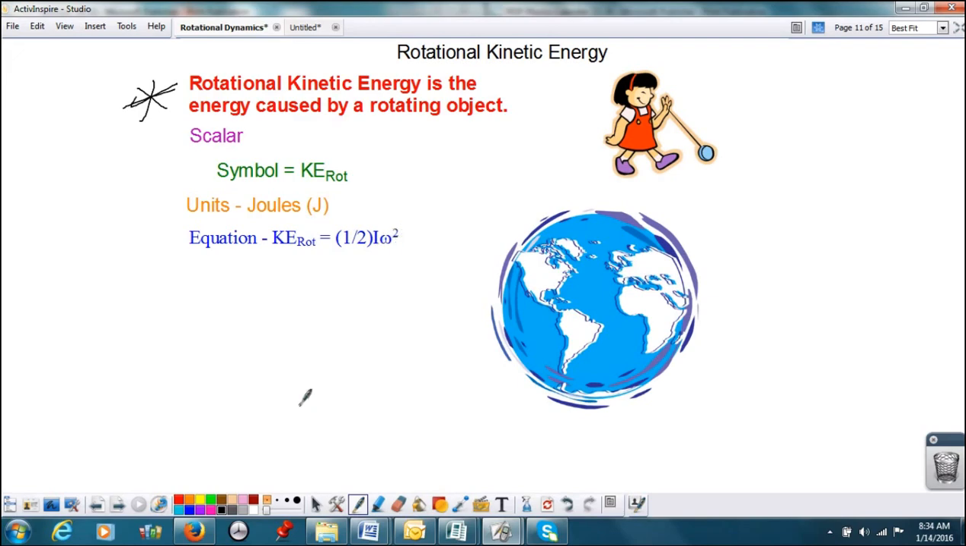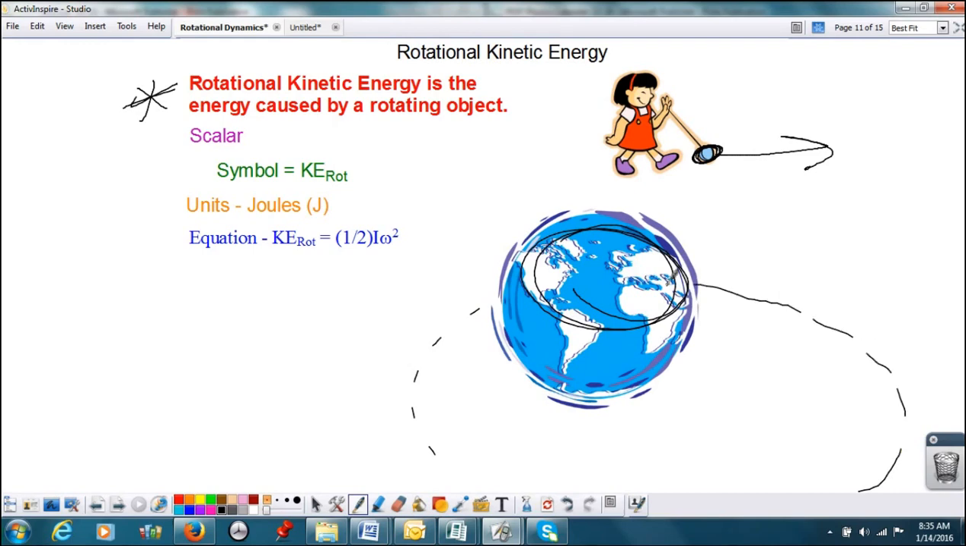So let's take a look at a couple of things here. We have this girl playing with a yo-yo, and maybe the yo-yo is just spinning around down here. So it has rotational kinetic energy. But if it's also moving along, it then has translational kinetic energy. So an object could have more than one type of kinetic energy. Another thing here, we've got Earth spinning around its axis, but it's also moving and orbiting around the sun. So this object has both rotational kinetic energy and translational kinetic energy.